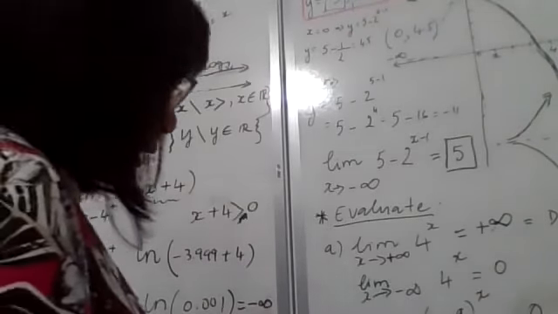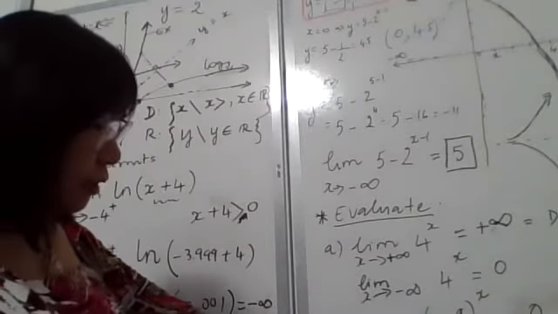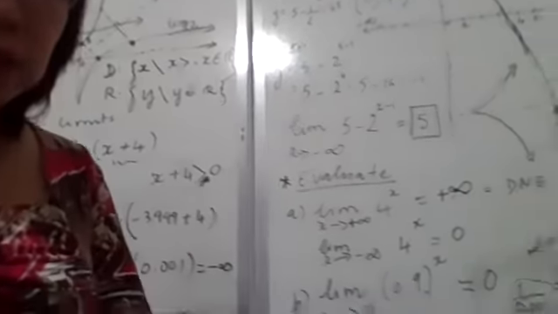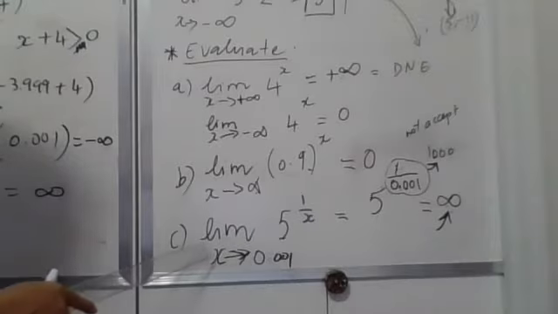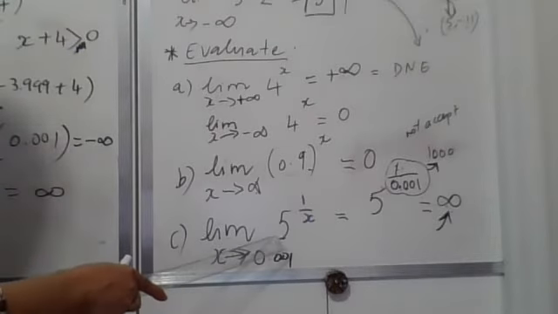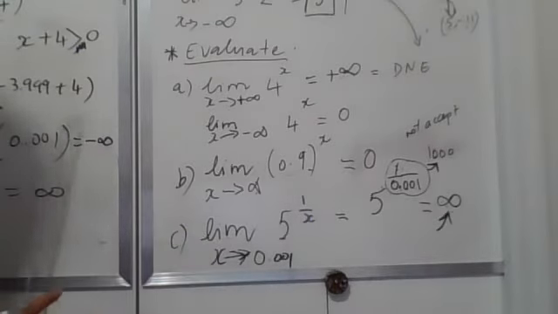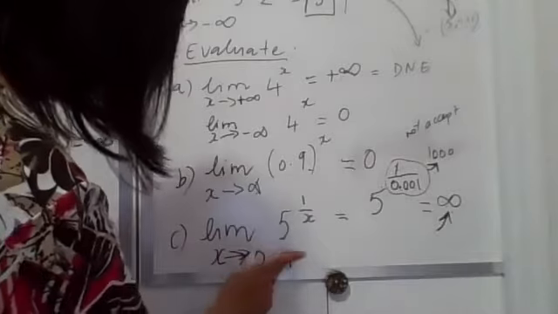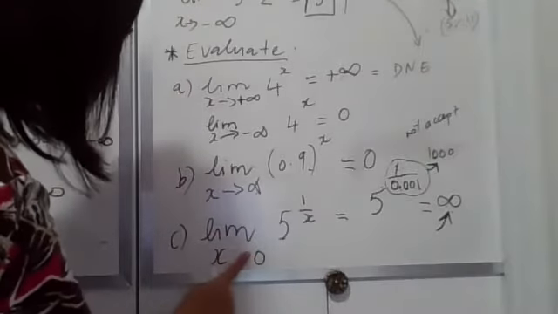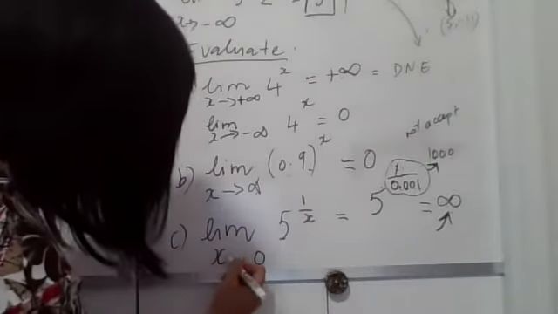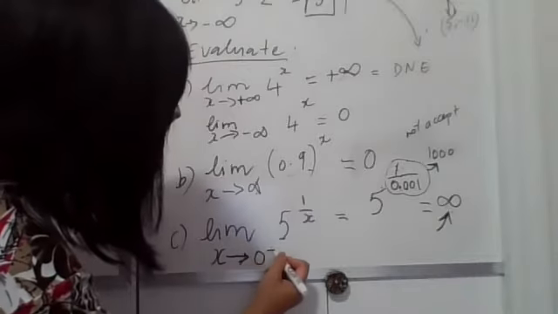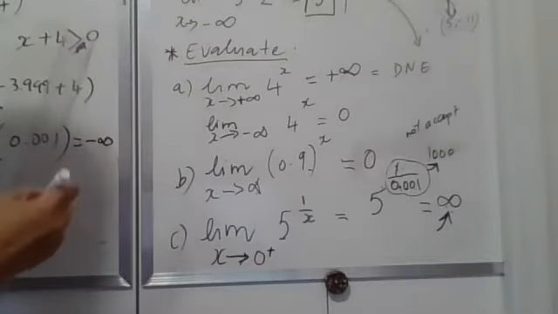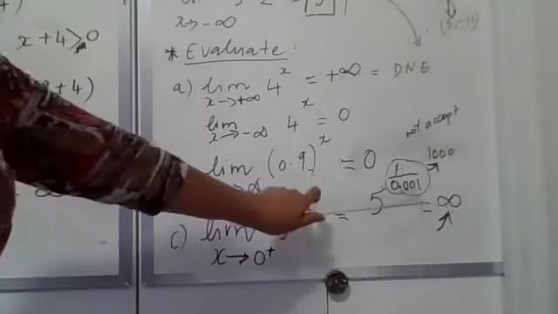Okay. Now the next question C asks for the limit, and I hope you can see it. Yeah. Question C asks for the limit of 5 to the power of 1 over x when x approaches 0. Actually, 0 plus.